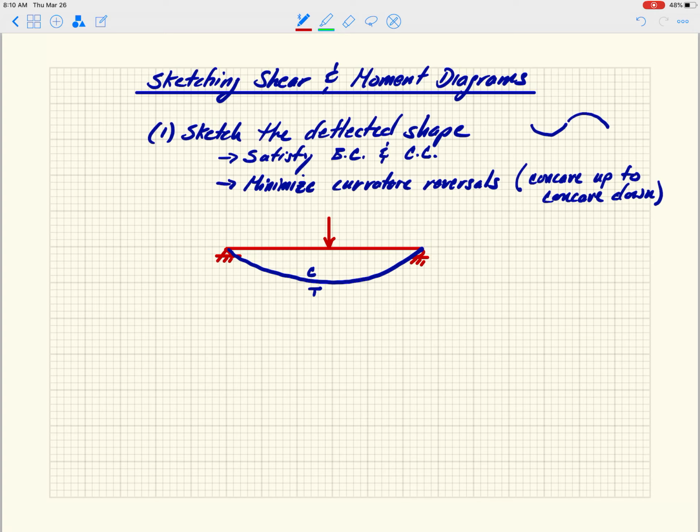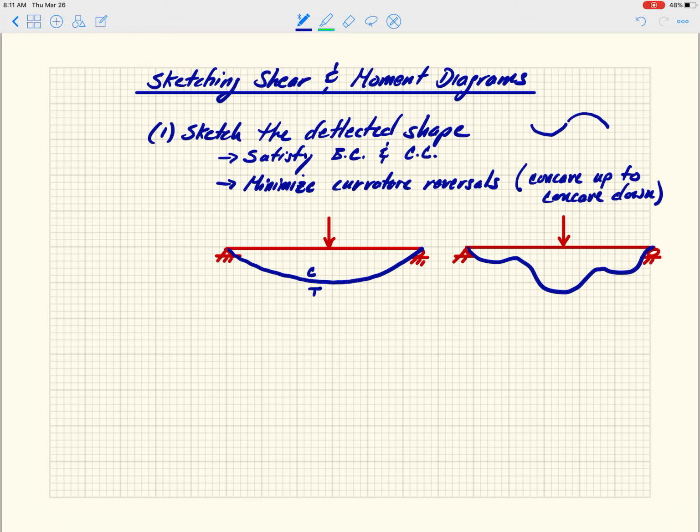The reason I'm doing this is to show you what would not satisfy the minimum curvature reversals. So if I have this same structure and I apply something like this, that would not satisfy the minimum curvature reversal. You can see it does satisfy the boundary and continuity conditions. The displacement at the pin and the roller are both zero. That's basically the only boundary condition that we have. But I have all these curvature reversals in there, and I do not need them.